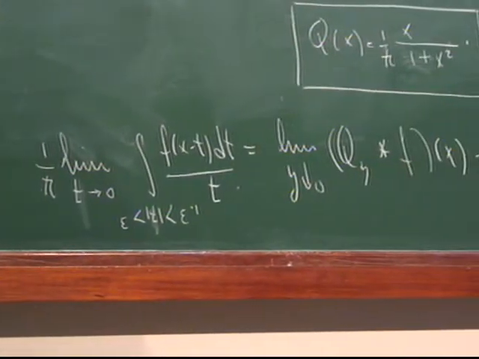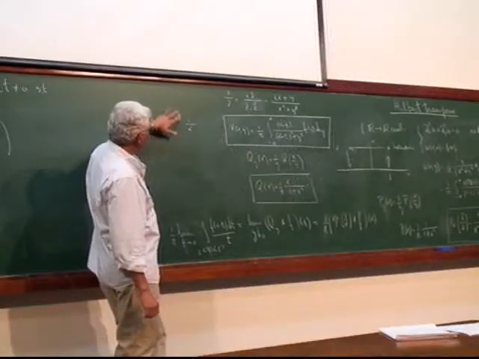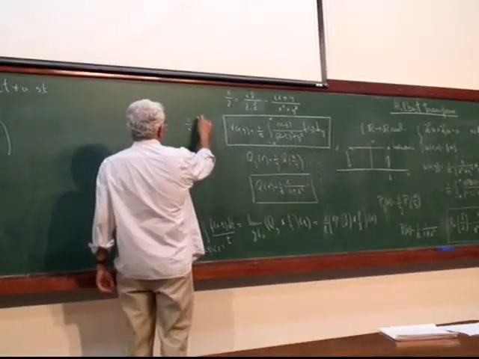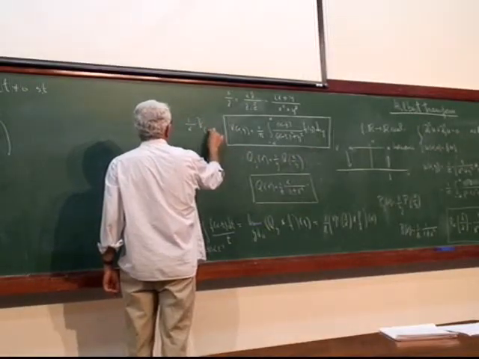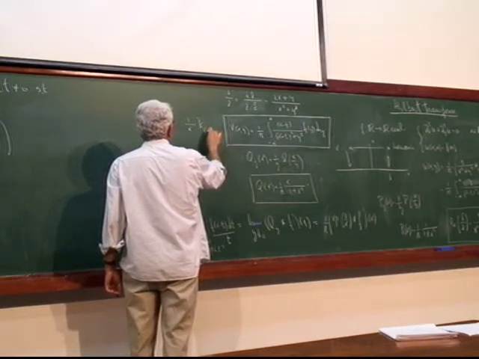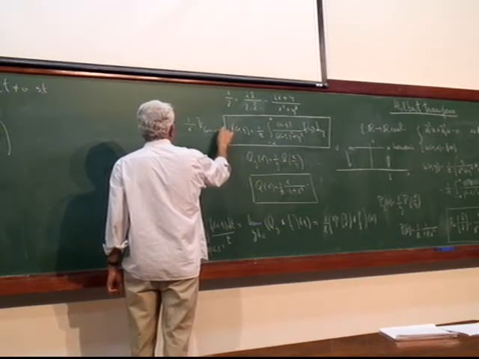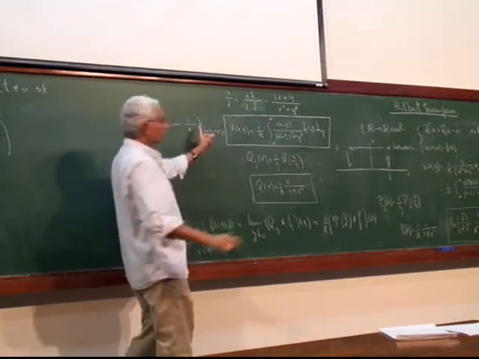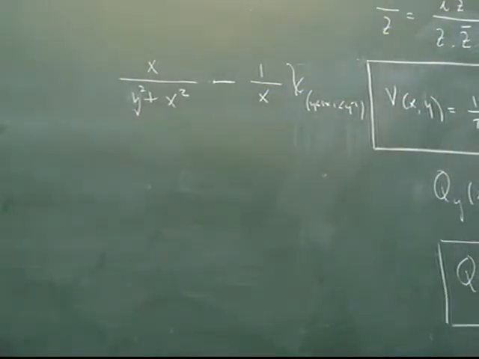It's not too complicated to prove this. You just have to say that you have this for x between y and this, and take the difference of these two and prove that this goes to 0. Okay?